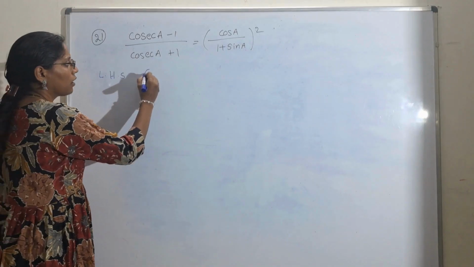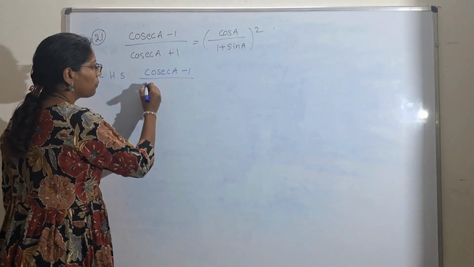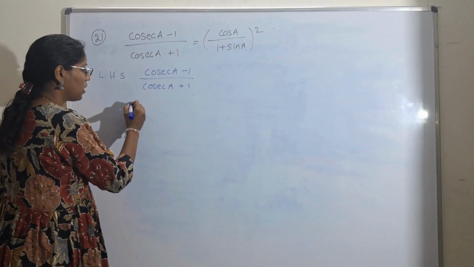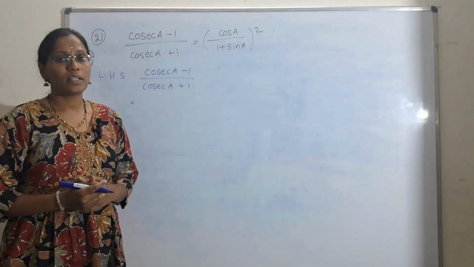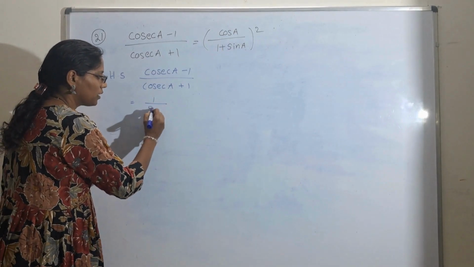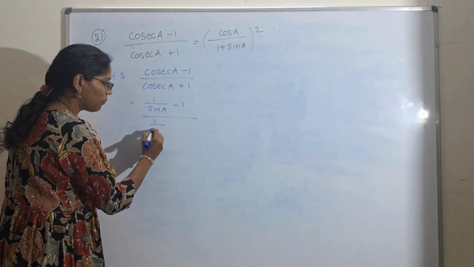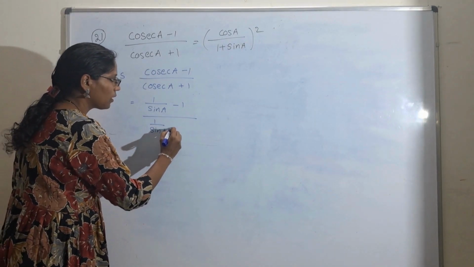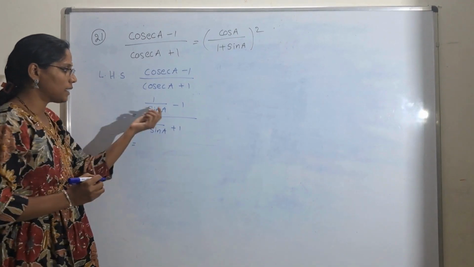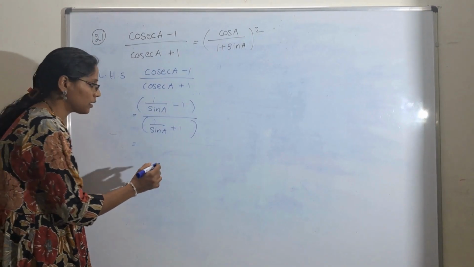LHS: cosecant A minus 1 by cosecant A plus 1. Cosecant and sine, what is the relation? Both are reciprocals. 1 by sin A minus 1 by 1 by sin A plus 1. What is the LCM here? Numerator and denominator we have to take separate LCMs.